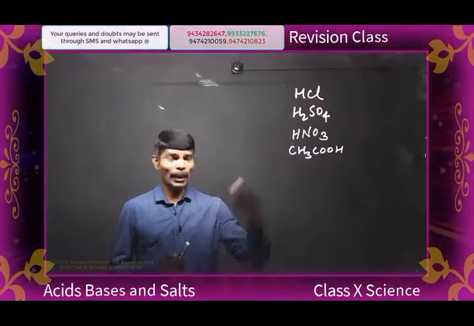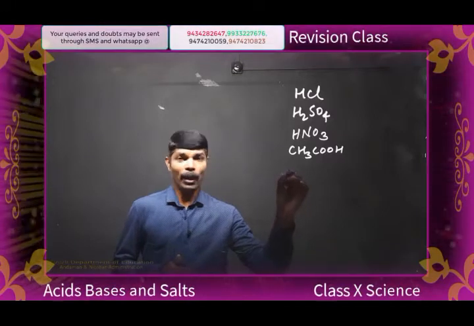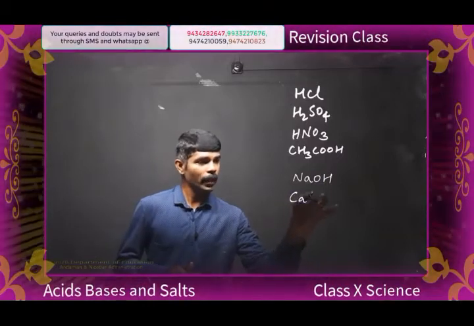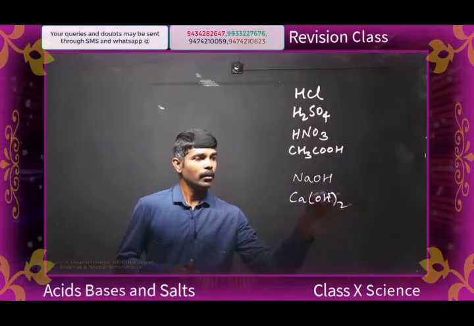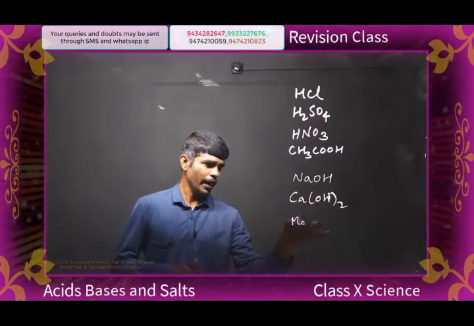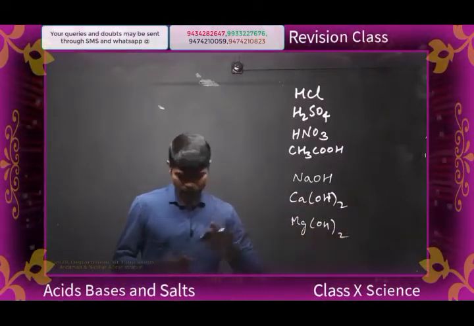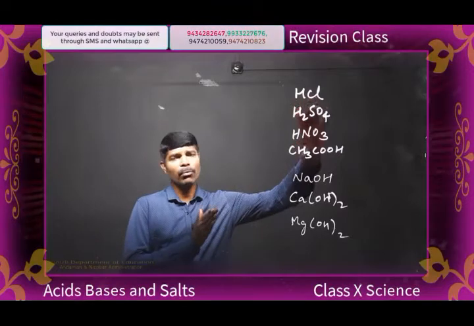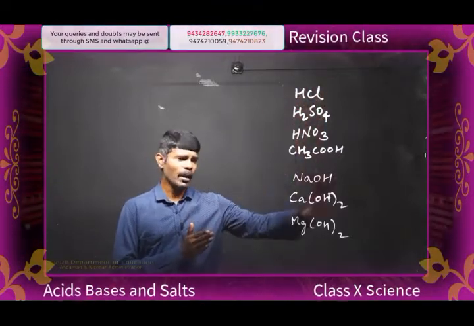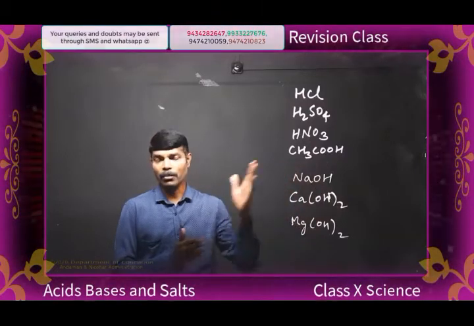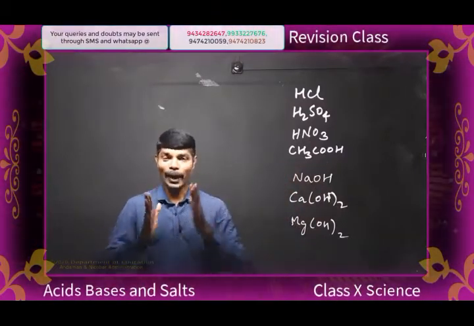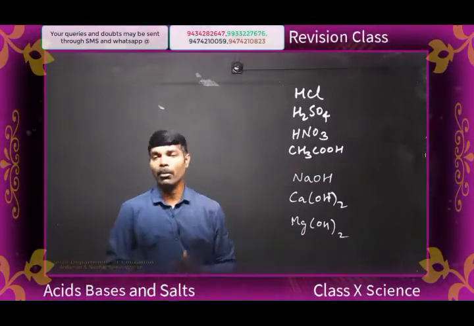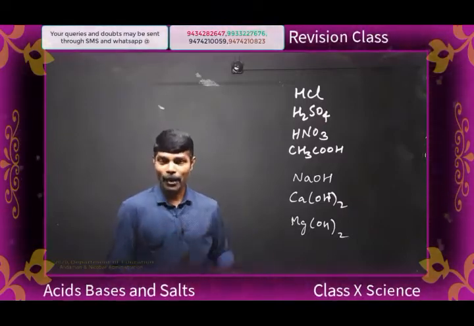When we talk about bases, some of the bases available in the laboratory are sodium hydroxide, NaOH, calcium hydroxide, and the third one, magnesium hydroxide. All these are bases available in the lab. So at least three or four acids you should know along with their molecular formulas, and also the molecular formulas of some of the bases, because we are going to learn about acids and bases throughout this chapter. You must know the molecular formulas of all these, so that you will understand the remaining portion very clearly.